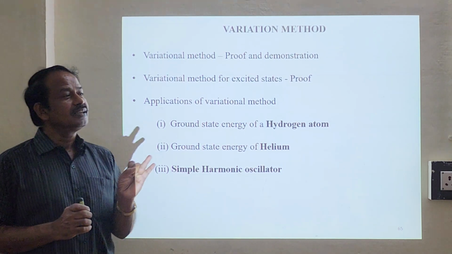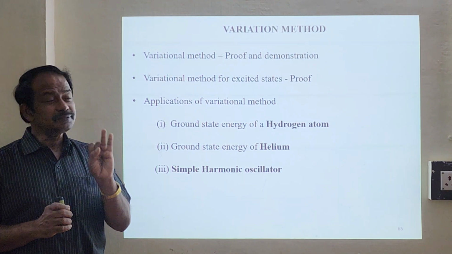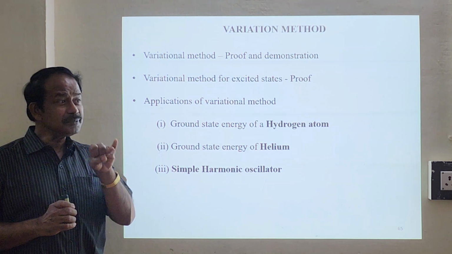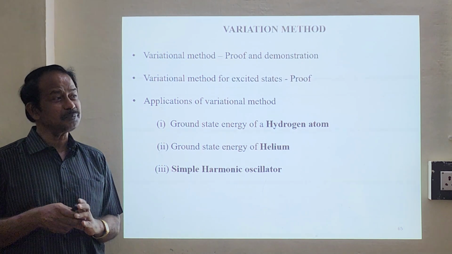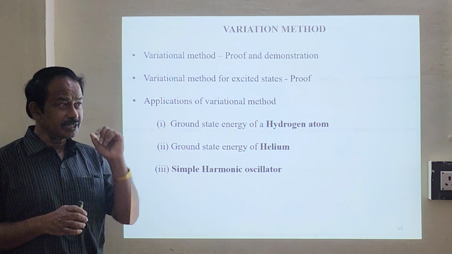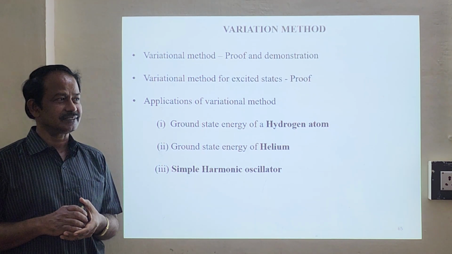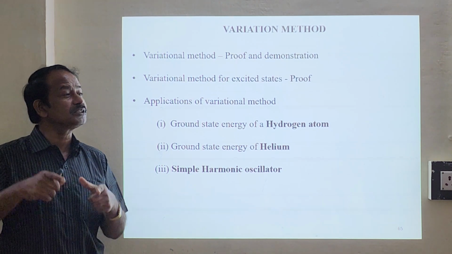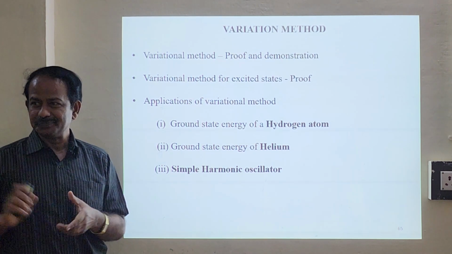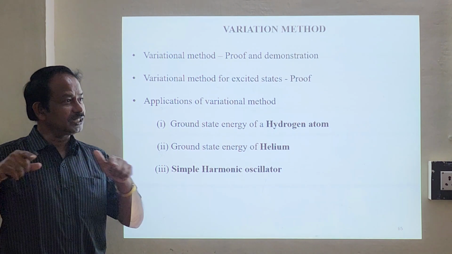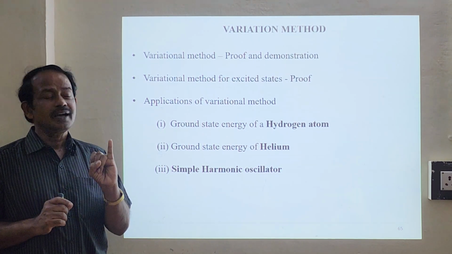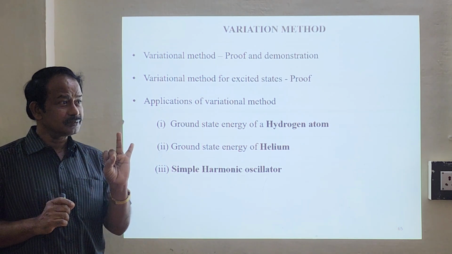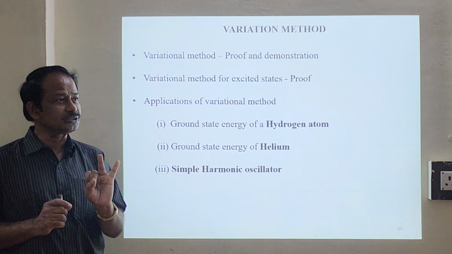And second, the guessed wave function should have some admissible, physically acceptable properties. What are the properties? We have already studied them in the earlier classes. For example, the wave function should die out at infinity. We know this property already. And there should be no nodes. For any wave function, there should be no nodes.